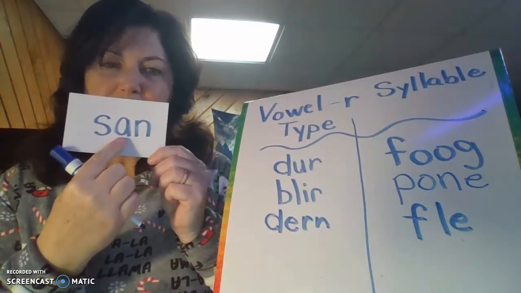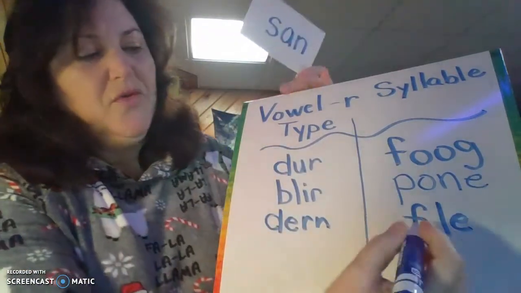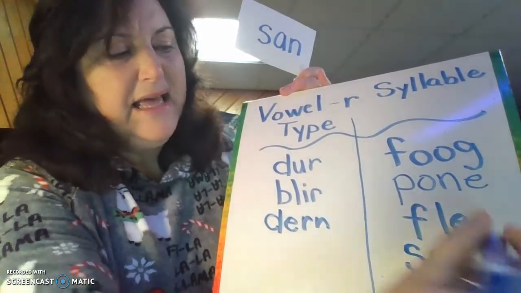Find the vowel. Not R, is it? Closed syllable. It's going to go on the side. Looks like a san.